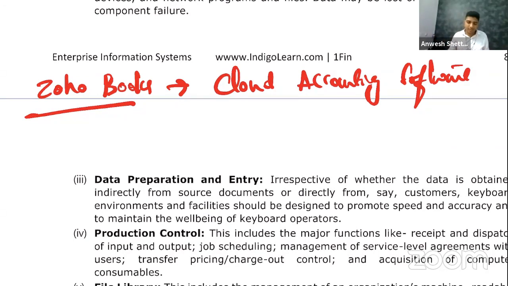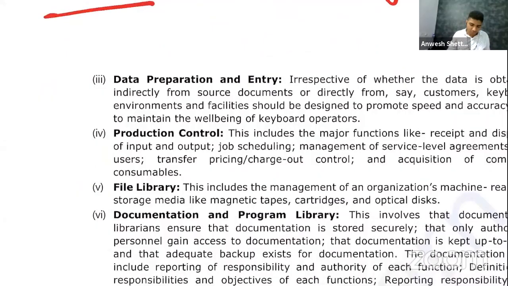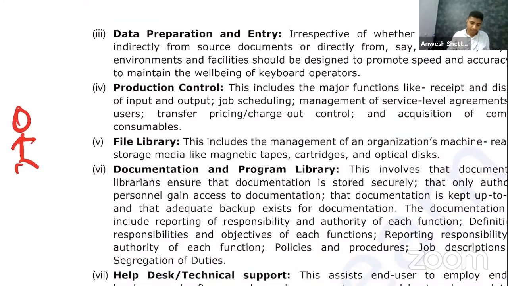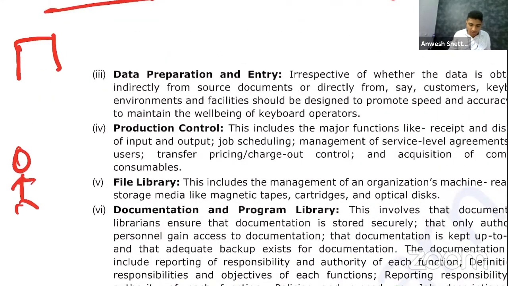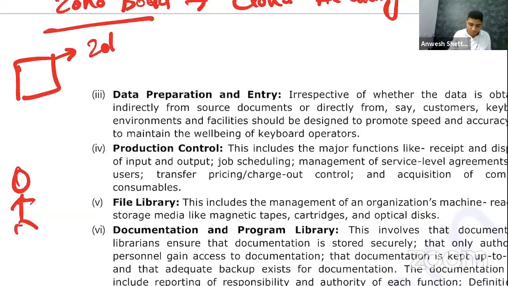Now the question is, you are the user, and you are storing all your account details, how much money you have, from whom you are purchasing, to whom you are selling. All your accounting details is with whom? It is with Zoho Books.